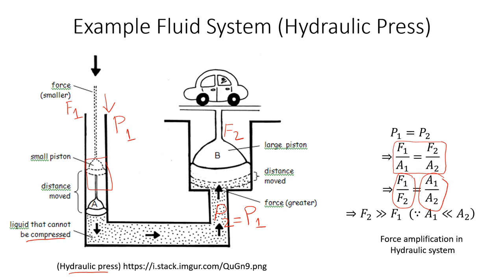And if we can tweak these areas such that A1, the cross-sectional area at the input side, is much smaller than the cross-sectional area over here, which is much larger, then F2 can be made much higher than F1. And this is the principle of force amplification in a hydraulic system.